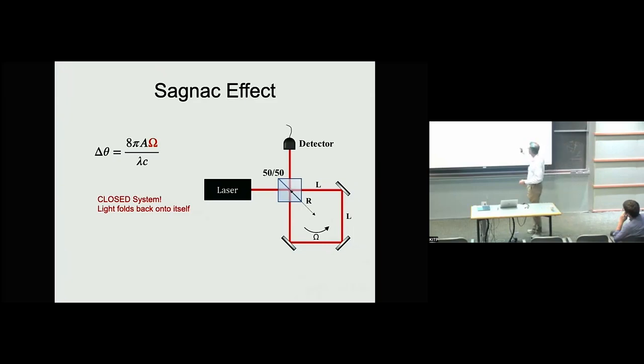So this is what I would refer to as the beam splitter being both the source and the receiver, if you want to think about it this way. It's a closed system in that the beams end up going back onto themselves at the output.